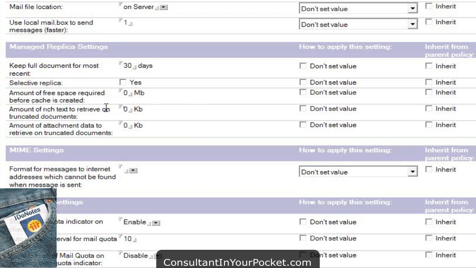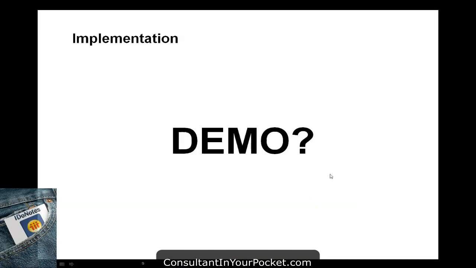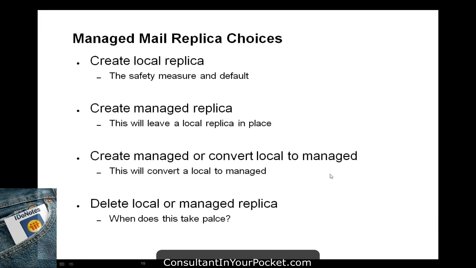Rich text to receive on truncated documents. The 0 is going to give you everything by default. You could set a maximum limit if you want to. The same with attachment data. You're going to get everything by default. You can set it to a maximum, meaning you could say, truncate the attachment data up to a certain amount of meg to speed up the process until they click on an attachment, then it brings it down. So then you go back to the old format, basically, right? You move into where they're going to try to actually open the message, open the attachment, and they're going to see the slowness of the network if you truncate it. So those are the big parts of what you want to look at when you start out doing the managed replicas themselves. The safety measure in default is always the local replica.